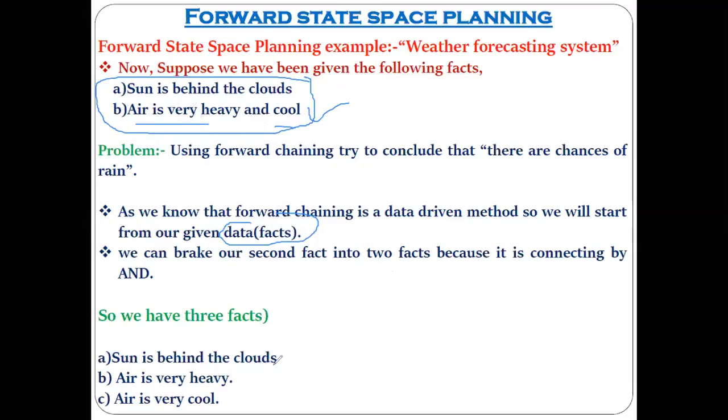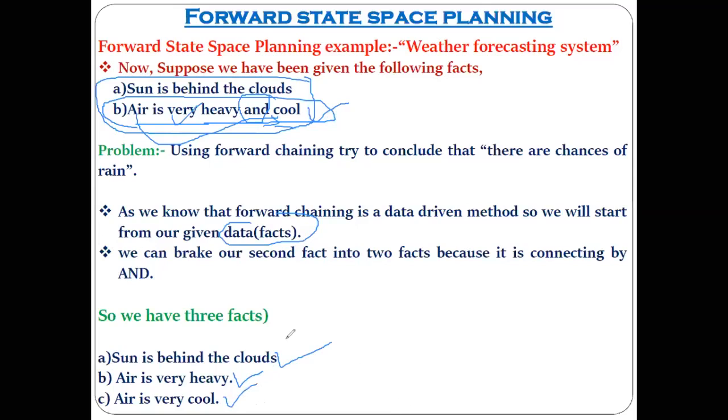The first fact is the sun is behind the cloud. Okay. Now, the second fact is a combination of two facts. Read it properly. Which two facts? Air is very heavy, that is one fact, and air is very cool, because this statement is connected by the 'and'. So this second fact we simplify into two other facts. The first is this one already, the second is the air is very heavy, and the third is the air is very cool.